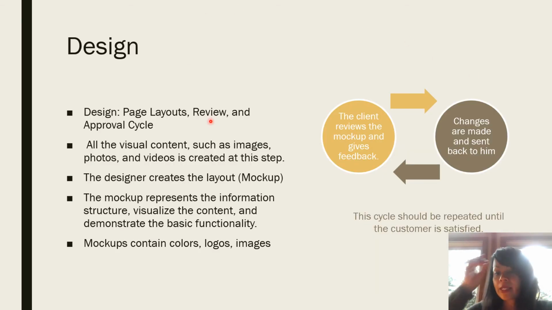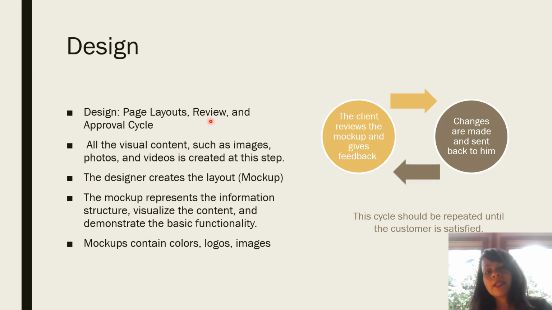All right. Next, we look at the design. After we have the planning done, which is how the pages are going to be connected to each other, which is the sitemap, and then we have the wireframe done, which is, on each page, what's the layout, what is actually going to be on each web page. After we have those things figured out, then we move on to the design. And the design looks at page layouts, reviewing the page layouts, and then the approval cycle.